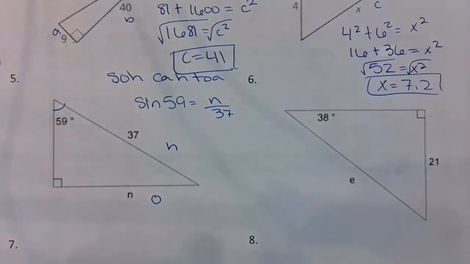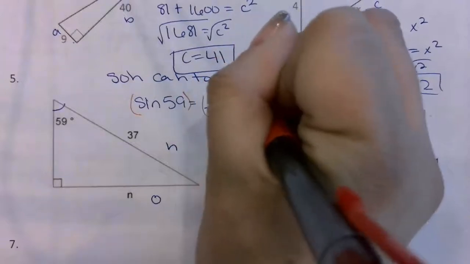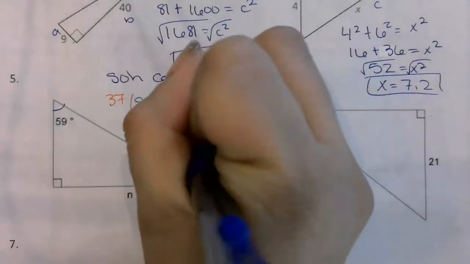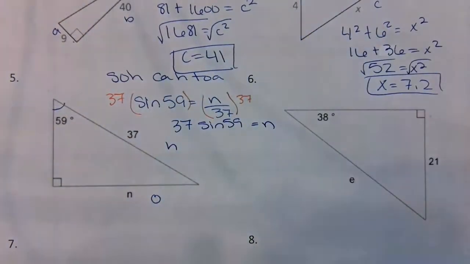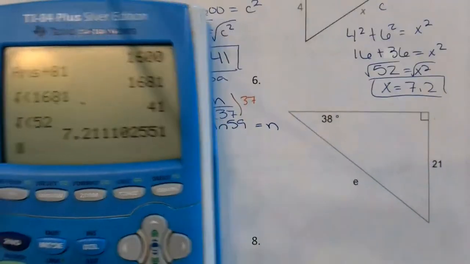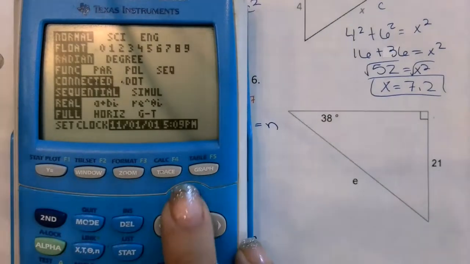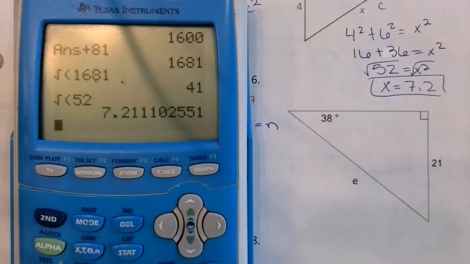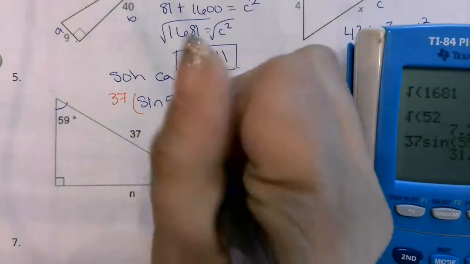I want to get n alone. So I'm going to multiply both sides by 37. Then I get 37 sine 59 equals n. Then on my calculator, I want to make sure I'm in degrees. I press the mode button. This one is not in degrees. I want to move over, press enter, second mode to go back home. Then I want to type in 37 sine 59 and press enter. I get 31.7.